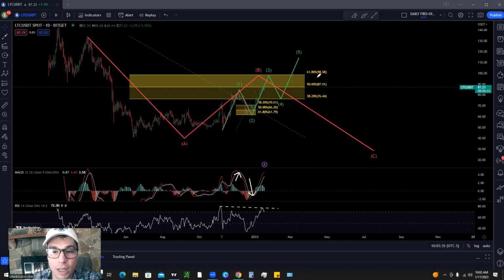The first thing we need to do is break down these three levels: the 61.8, the 50%, and the 38.2. These are done using the Fibonacci retracement tool. And what you see is nothing moves in a straight line up or a straight line down. What you do is you get a move up, a retracement, and then a continuation higher, or you get a move down, retracement, and a continuation lower.